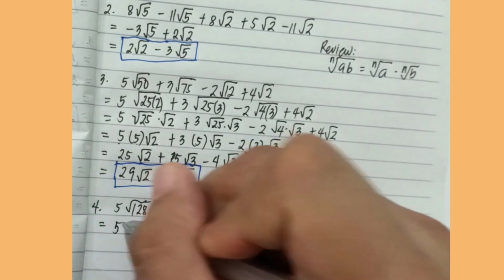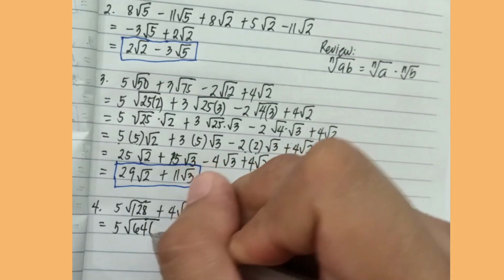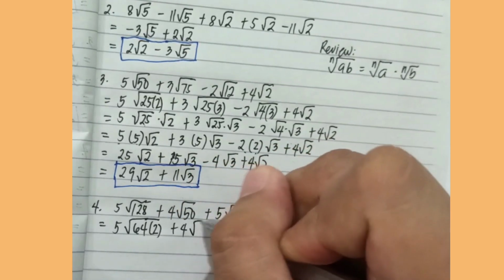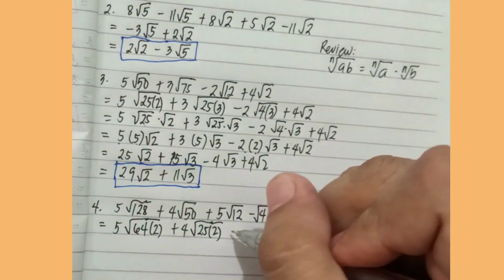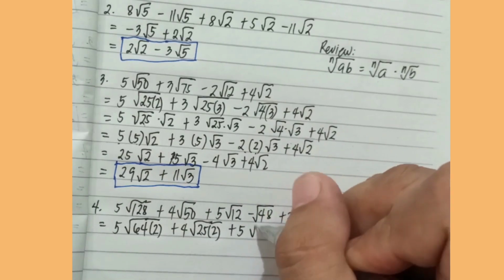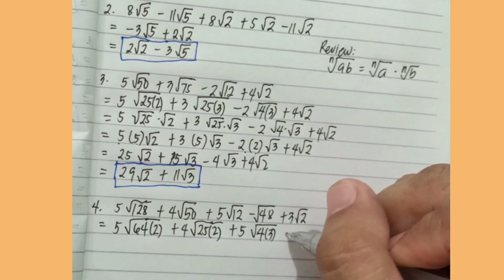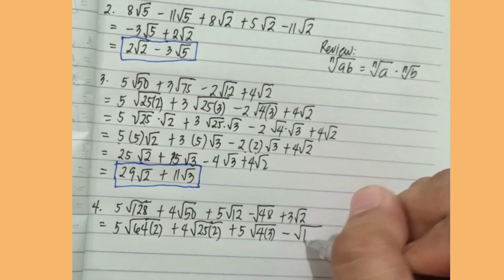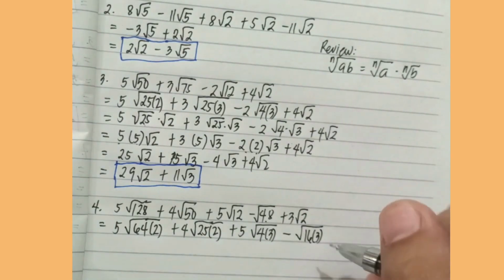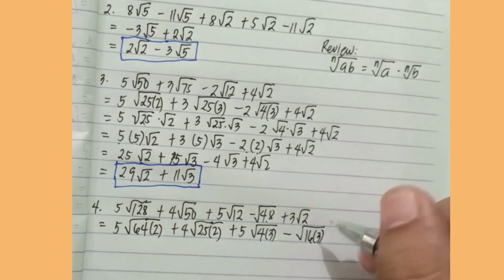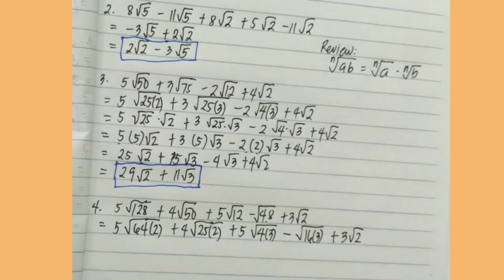So we now have 5 times square root of 64 times 2, plus 4 square root of 25 times 2, because the factor of 50 is 25 times 2. And then the factor of 12 is 4 times 3, so 5 square root of 4 times 3. Then minus square root of 16 times 3, because the factors of 48 are 16 and 3. Then we have 3 square root of 2.